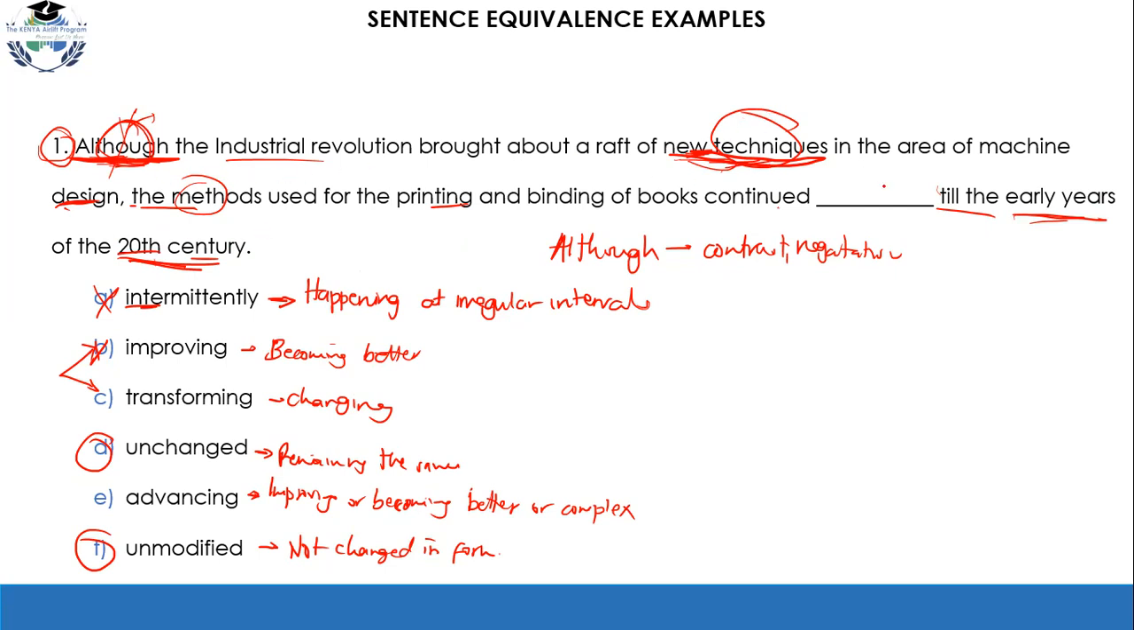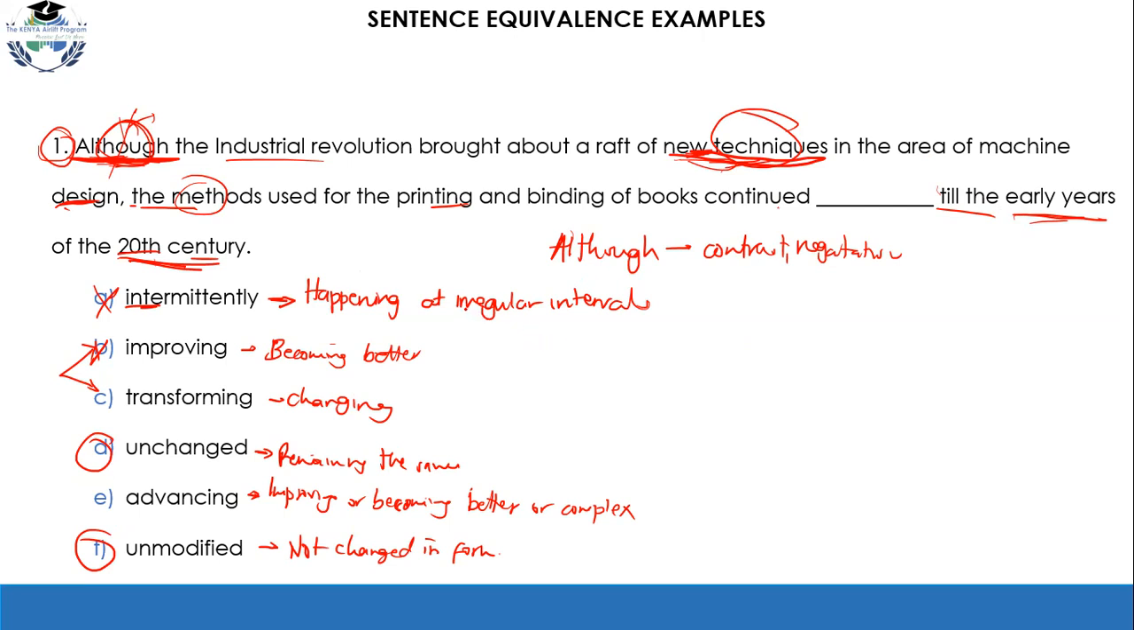There were new techniques. Until the years of the 20th century, the methods of printing and binding books did not change. They did not really undergo any metamorphosis, right? So that's why we're talking about unchanged and unmodified, because we're talking about it in the past tense, Shadrach. I hope that's okay. I saw Alphonse raising their hand. Alphonse, go ahead, please.